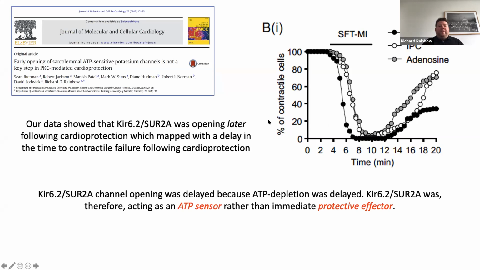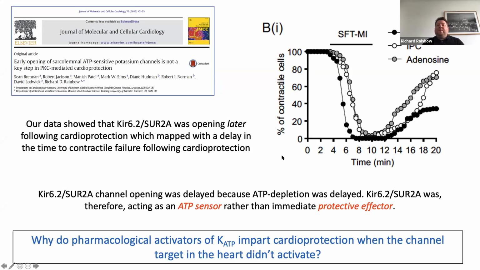And what we concluded in this paper essentially was that KR6.2 SUR2A was actually an ATP sensor rather than a protector of the immediate cardioprotection that we were seeing. So these cells were able to preserve their ATP for longer during ischemia, but it wasn't due to the activity of this channel. But that kind of left us with a bit of an awkward question, because why do pharmacological activators of KATP impart protection when the channel in the heart didn't actually activate? So it was quite a difficult bit for us to try and figure out what was going on.